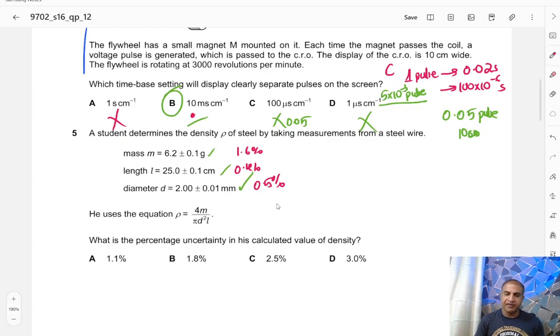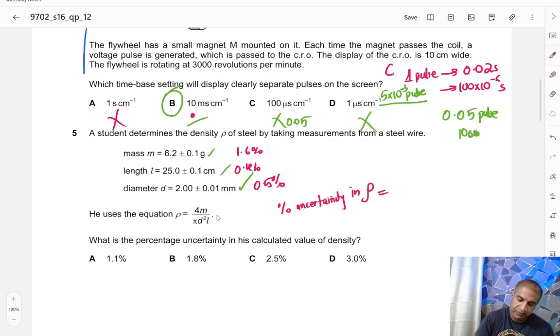The rule says that if the physical quantities that we are measuring are being multiplied or being divided, we will always add the percentage uncertainties or the fractional uncertainties. But I'm a fan of percentage uncertainties, and this question is also about the percentage uncertainty. So that means it's already solved. So let's see. Percentage uncertainty in rho should be equal to, we are going to ignore the constants over here which do not have any units.